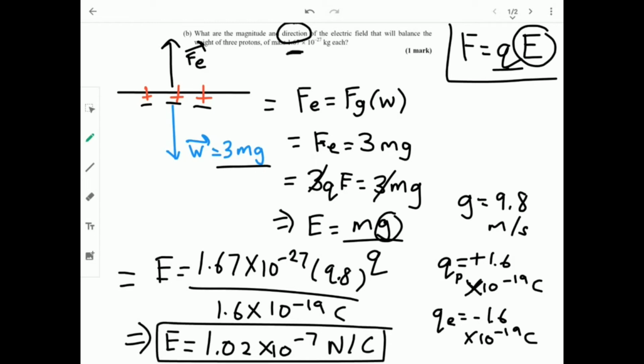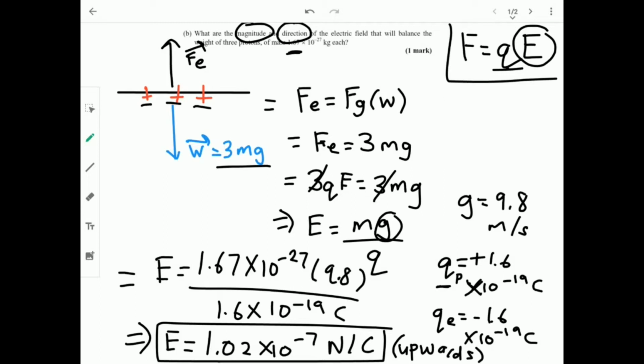We've answered one part, which is the magnitude. What's the direction? Well, given that the force is upwards, and since the charge is positive, the electric field is upwards as well. But what if there were 3 electrons? Then the field would be downwards, because the charge is negative, and negative times upwards makes the direction of the field downwards. So the magnitude is this, and the direction is upwards.